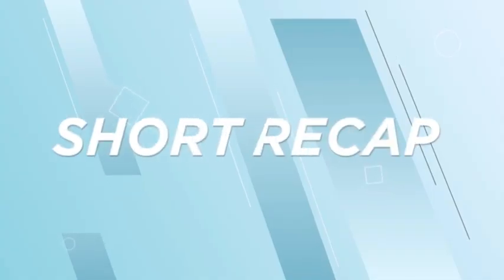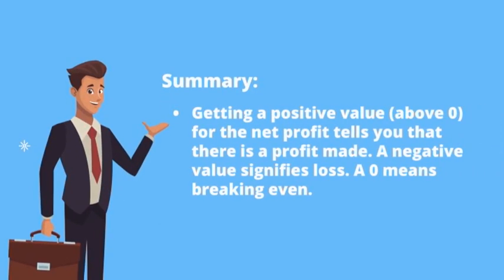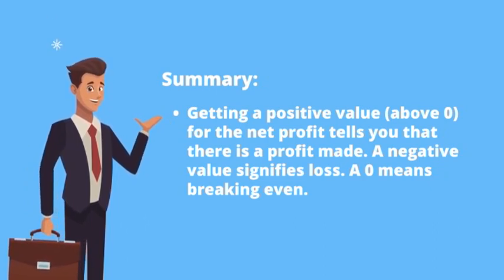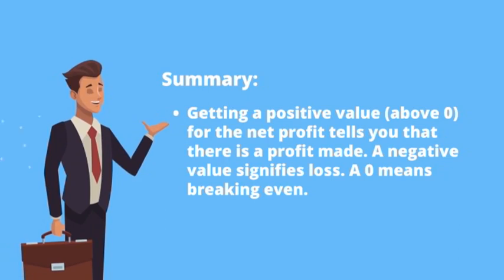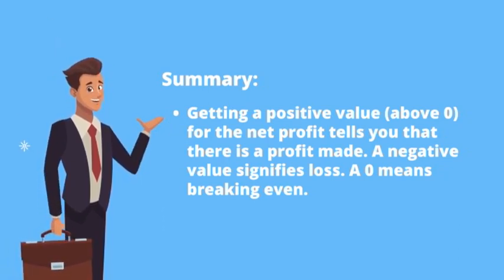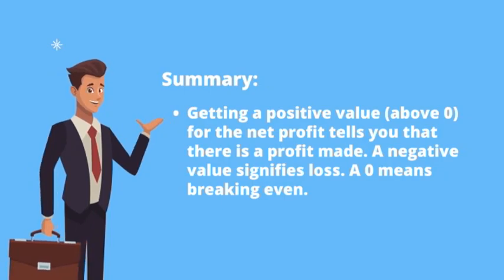To summarize, getting a positive value or any value above 0 for the net profit tells you that a profit is made. A negative value signifies loss. A 0 means breaking even. That's the end of our lesson on computing profits and losses.